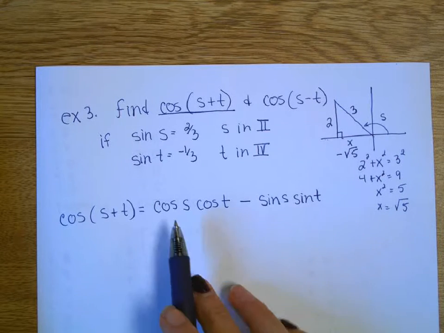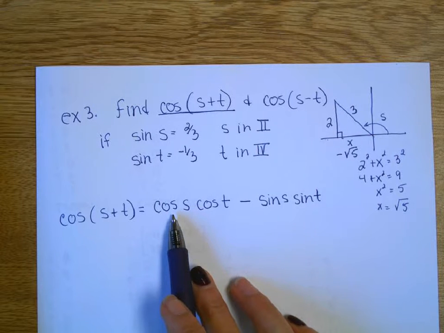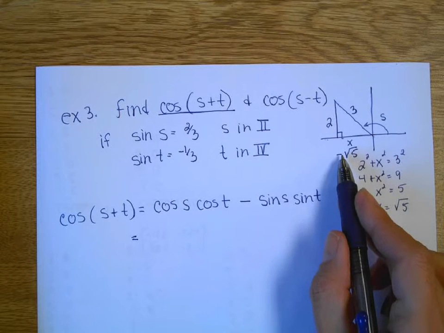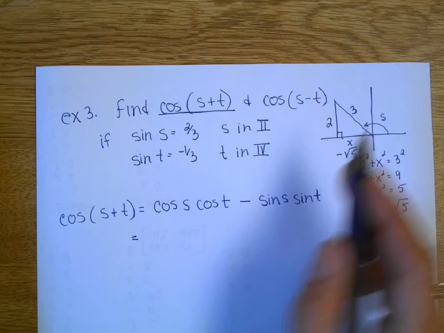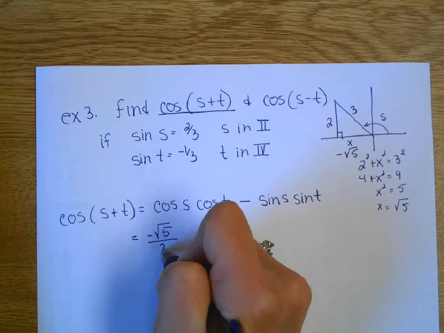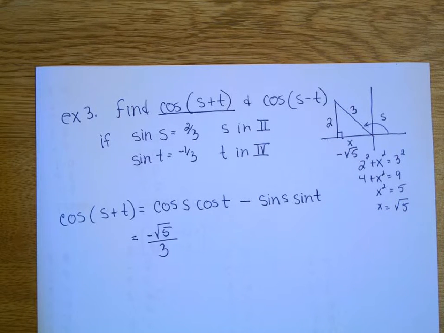Hey, all that work just to get the cosine of S. Oh. What is the cosine of S? Negative square root of 5 over 3. Why is it over 3? Why is the cosine of x? Cosine is adjacent over hypotenuse.